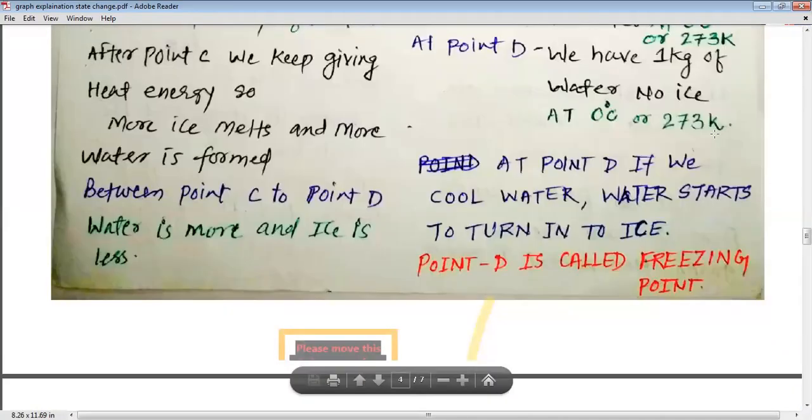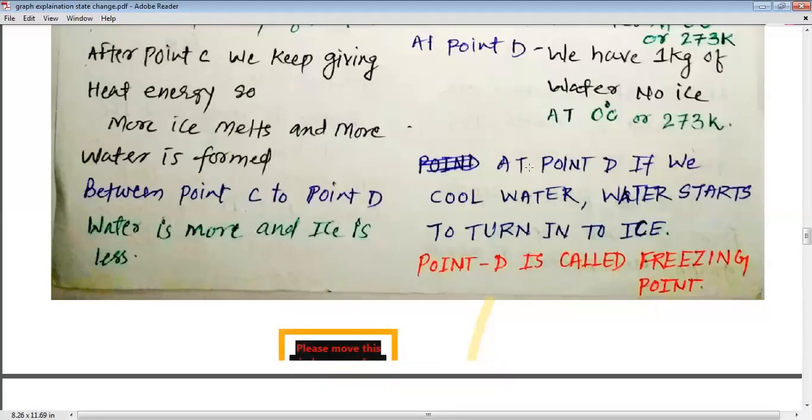At point D, if we cool water, please remember this point, water starts to turn into ice. Point D is called the freezing point.